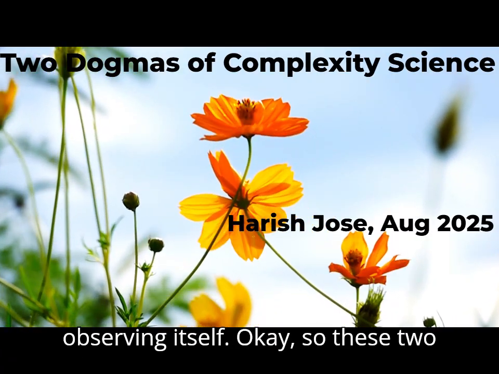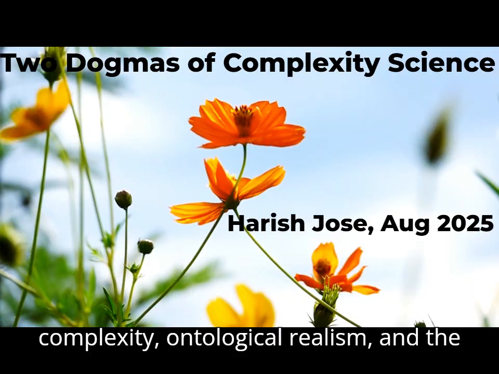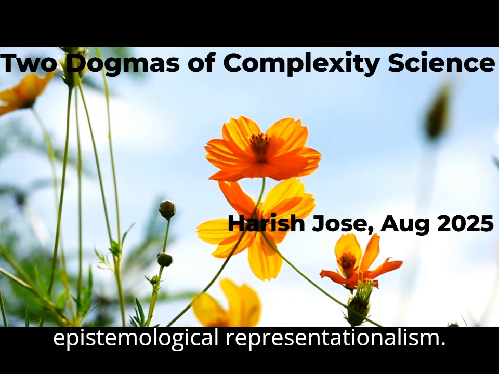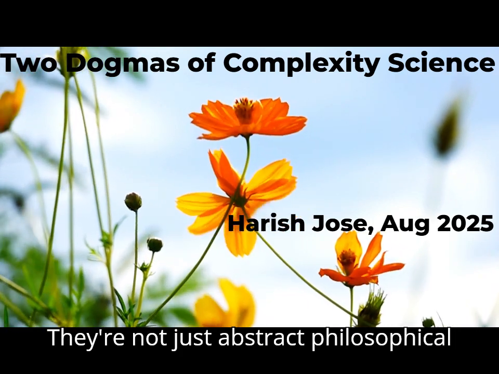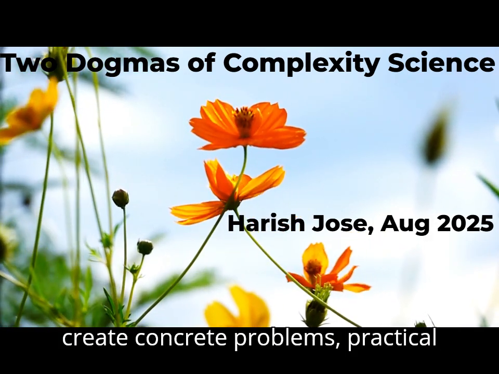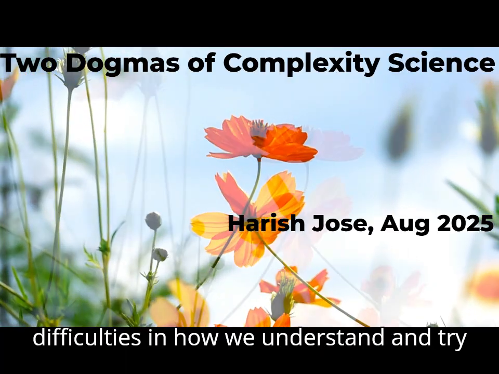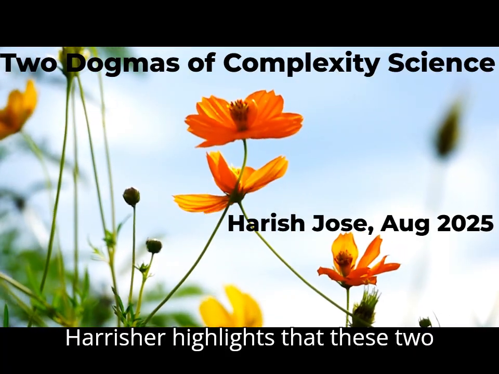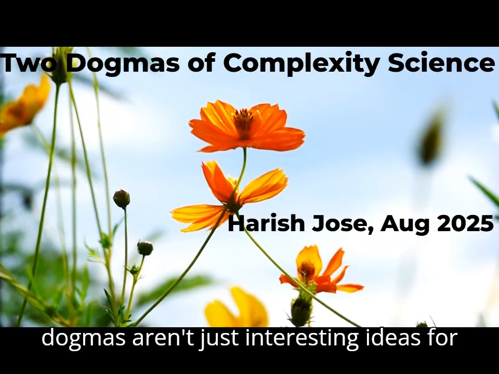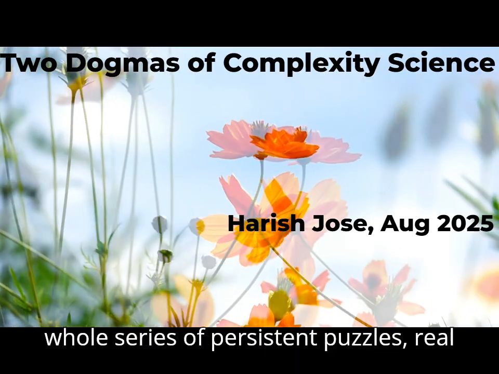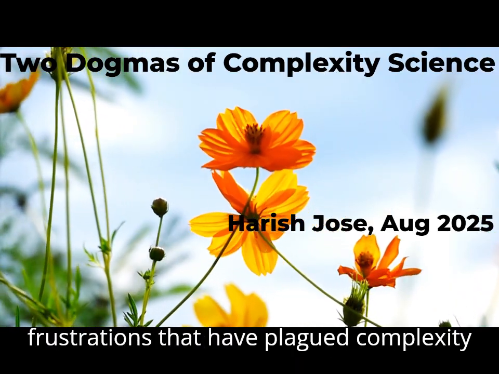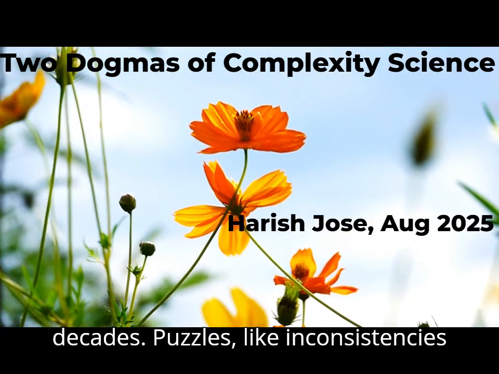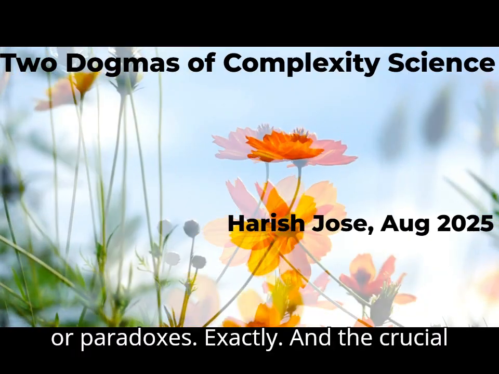Okay. So these two dogmas, the belief in objective complexity, ontological realism, and the idea that we can objectively map it, epistemological representationalism, they're not just abstract philosophical points. You're saying they actually create concrete problems, practical difficulties in how we understand and try to manage complex systems. Absolutely. Harish highlights that these two dogmas aren't just interesting ideas for academics to debate. They generate a whole series of persistent puzzles, real frustrations that have plagued complexity science and its practical application for decades. Puzzles, like inconsistencies or paradoxes.